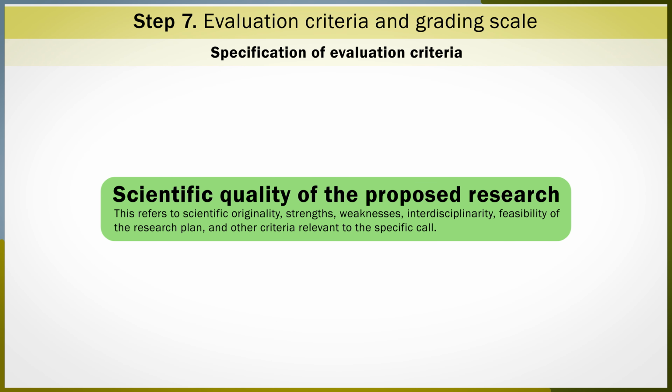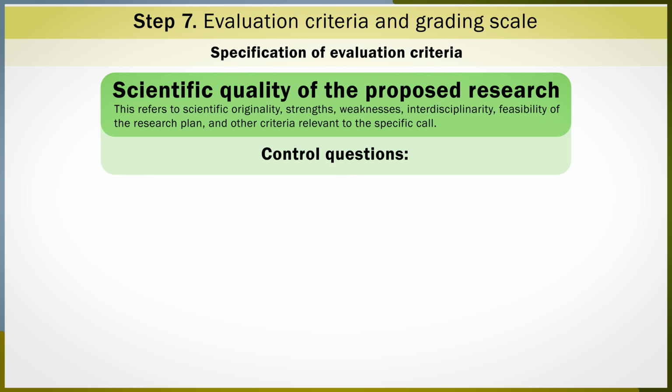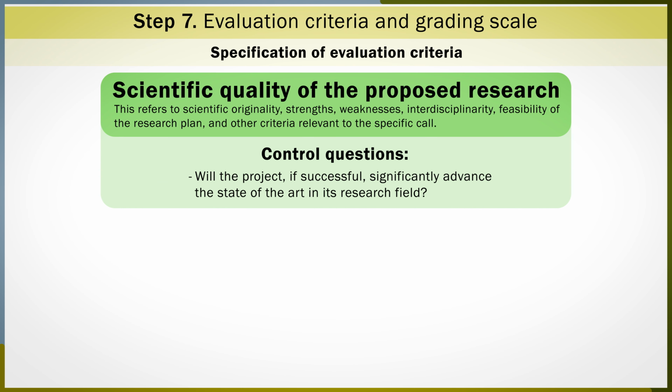Scientific quality of the proposed research. This refers to scientific originality, strengths, weaknesses, interdisciplinarity, feasibility of the research plan, and other criteria relevant to the specific call. Control questions. Will the project, if successful, significantly advance the state-of-the-art in its research field?